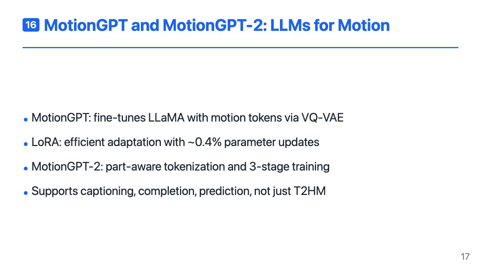MotionGPT-2 refines this idea with part-aware tokenization, separating body and hand movements in a three-stage training pipeline. First learning motion tokens, then aligning motion and language, and finally instruction tuning for a range of tasks. The result is a motion language model that can handle text-to-motion, motion captioning, completion, and prediction within a unified framework.